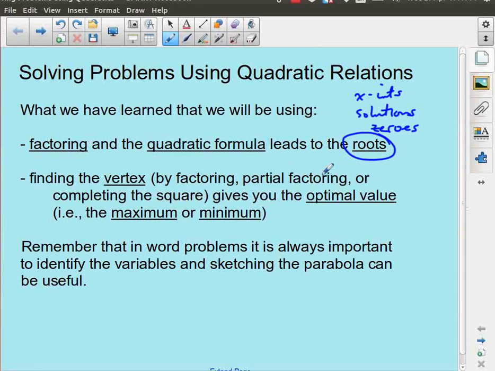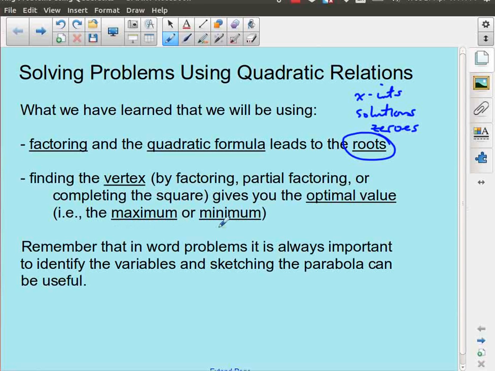Now we also have other options. So this is if we're trying to find the roots, the zeros, where something hits the ground, where something crosses a certain line, that sort of thing. On the other hand, the vertex is also very useful, and that's going to be what we're going to use to find maximum or minimum.